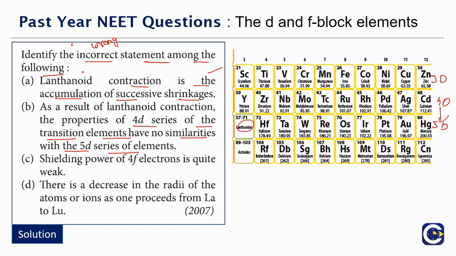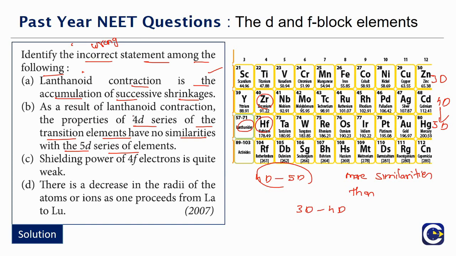When you're moving from 4d to 5d, like in one of the previous problems, we were explaining how zirconium and hafnium have almost similar sizes and similar properties. In fact, 4d and 5d have more similar properties. Their properties will have more similarities than what we see between 3d and 4d, because of the lanthanide contraction only.